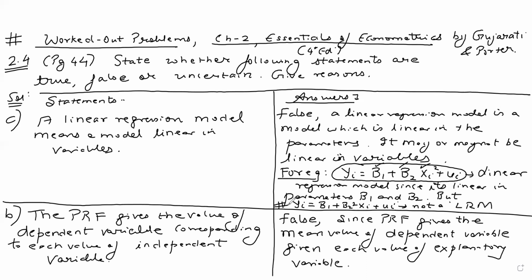But look at this model, yi equals B1 plus B2 square xi plus ui. Even though it is linear in yi and xi, which are the variables, it's not linear in the parameters. You can see it's not linear in B2, so it's not a linear regression model. So when we talk about a linear regression model, it must be linear in the parameters. We don't care whether it's linear or not linear in the variables. Okay, let's look at statement D.